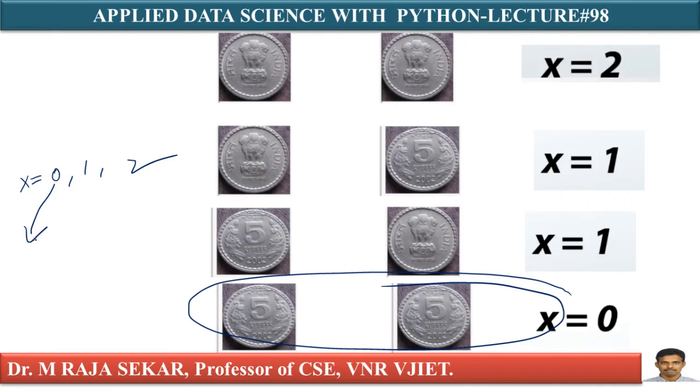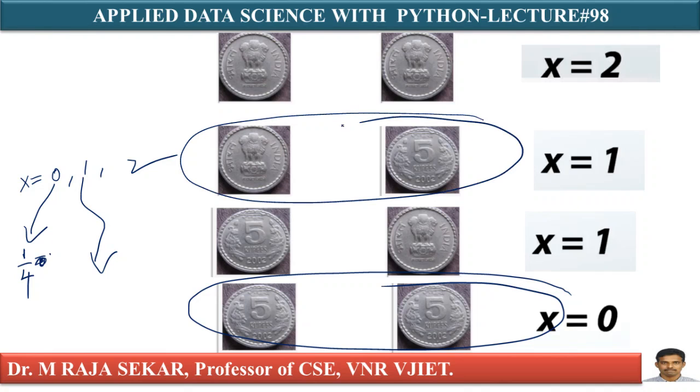How many total number of cases? There are 4 cases. My probability is 1 by 4, isn't it? What about getting one head? One head means what are the favorable cases? There are 2 favorable cases, this one and this one. Therefore, one head means favorable to total 4. 2 by 4 means 1 by 2.